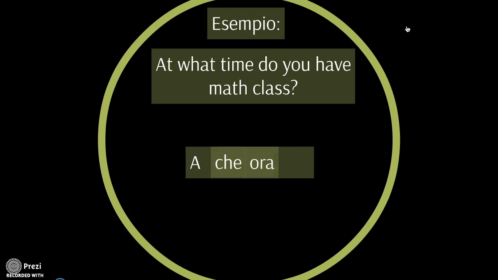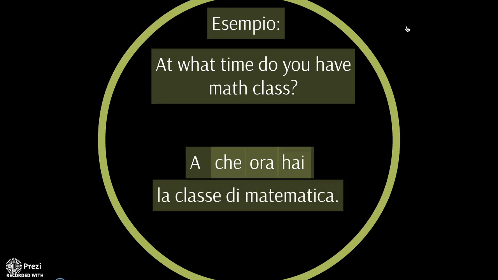Do you have? Now remember that in Italian we don't use do you. Instead, we just say you have. So I'm hoping that you remember how to say you have, because it's in a very important question that we ask all the time. Quanti anni hai? Remember, quanti anni hai means how old are you, or how many years do you have? So hai means you have. In this, we would say a che ora hai, and then math class, la classe di matematica. A che ora hai la classe di matematica.